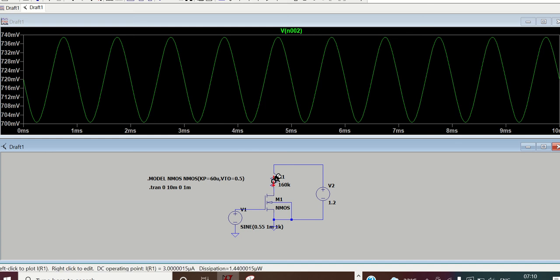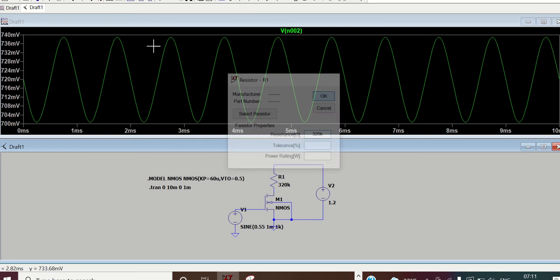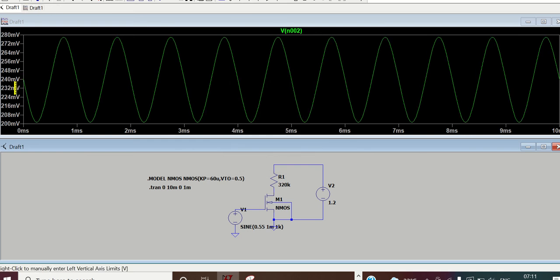Now I will further increase this to 320k. Again, now 16 should become 32. A 240 millivolt signal is going up to 272. So 272 minus 240 is 32. So our 1 millivolt signal has now become 32 millivolts.